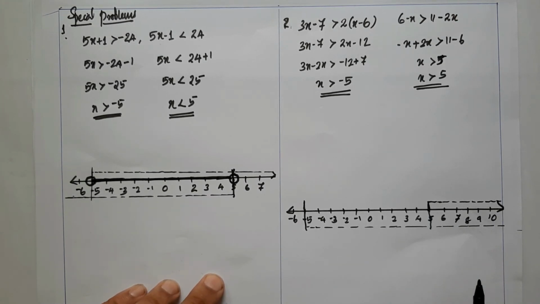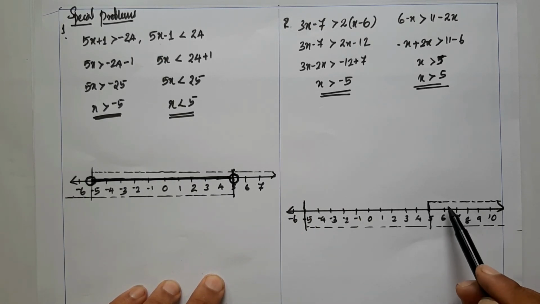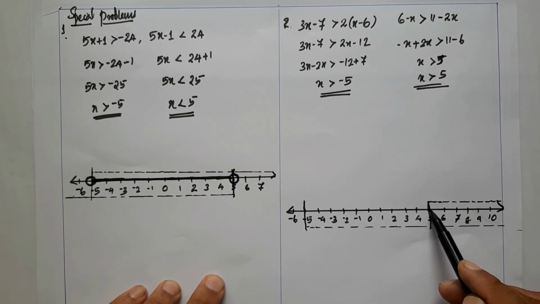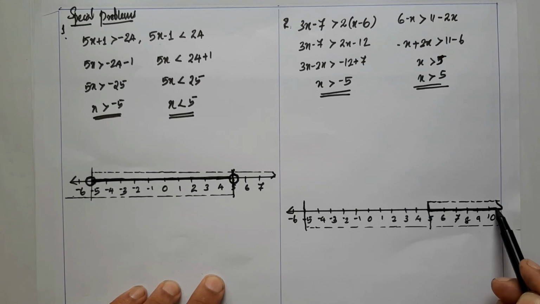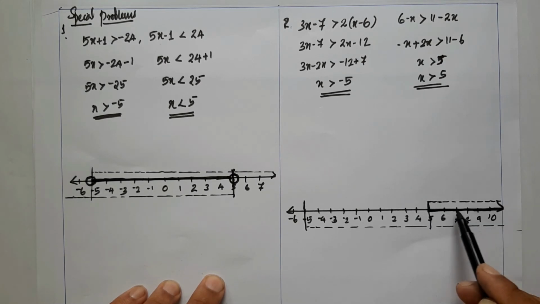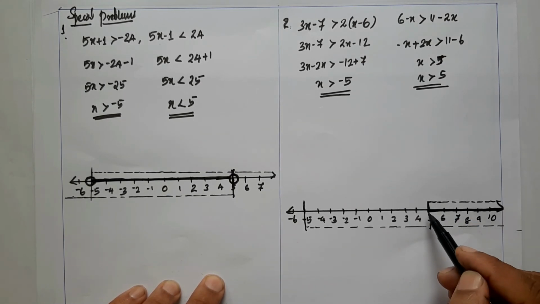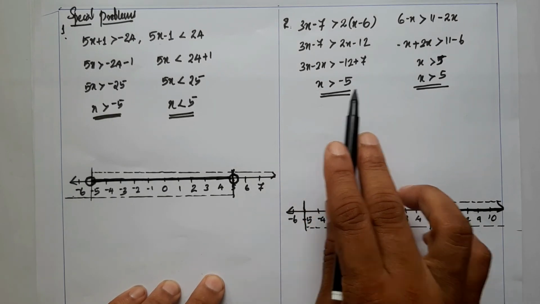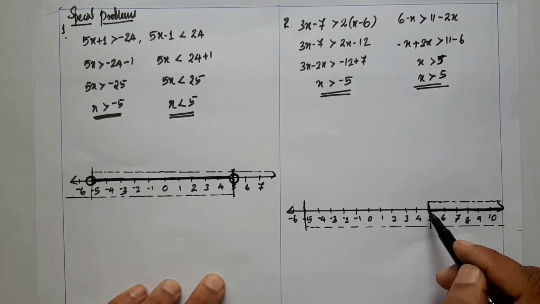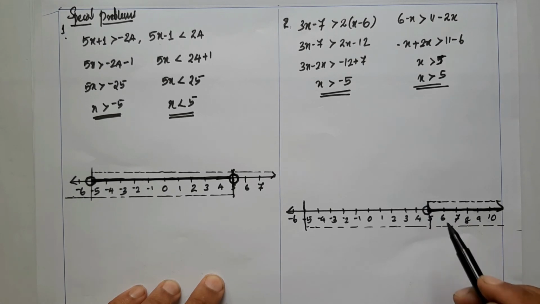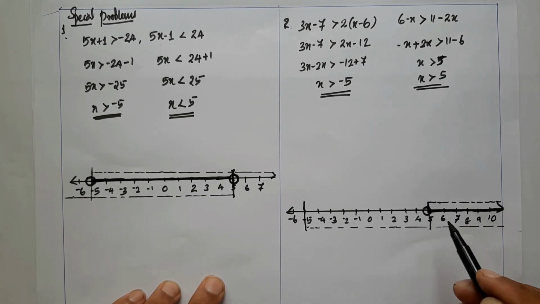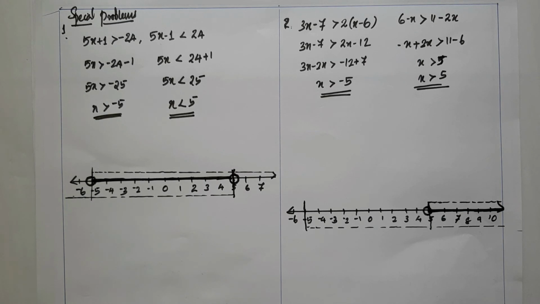Now we find the common solution part of these two inequalities. We already know this part is the common solution of these two inequalities, that is, we darken here. Now we darken this solution part, which is the common solution part of these two inequalities. And it is given x greater than minus 5 and x greater than 5 also. So x greater than 5 means equal to is not included. So here we form a blank round. That means 5 is not considered.